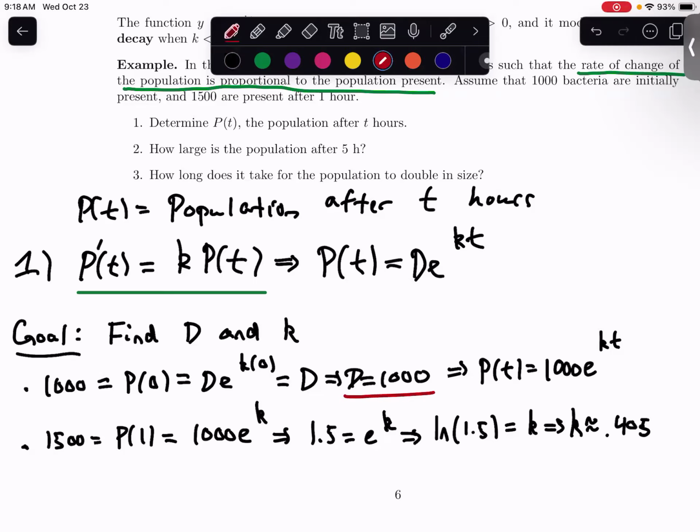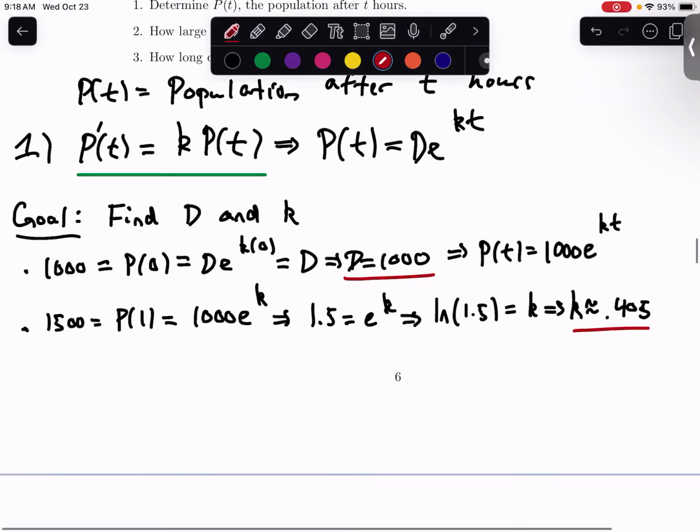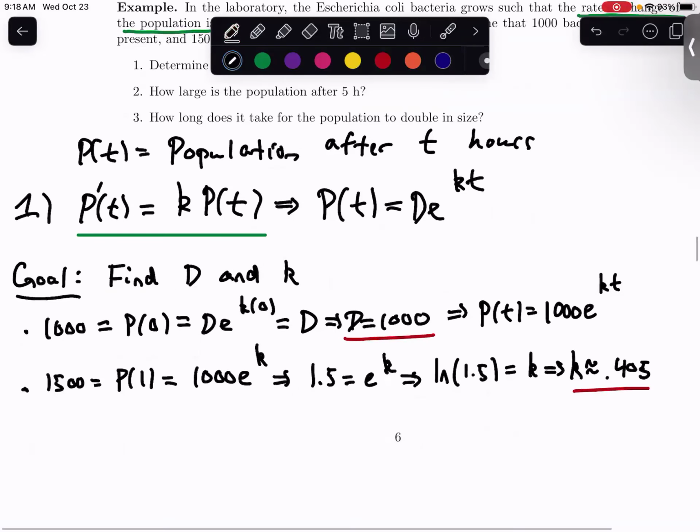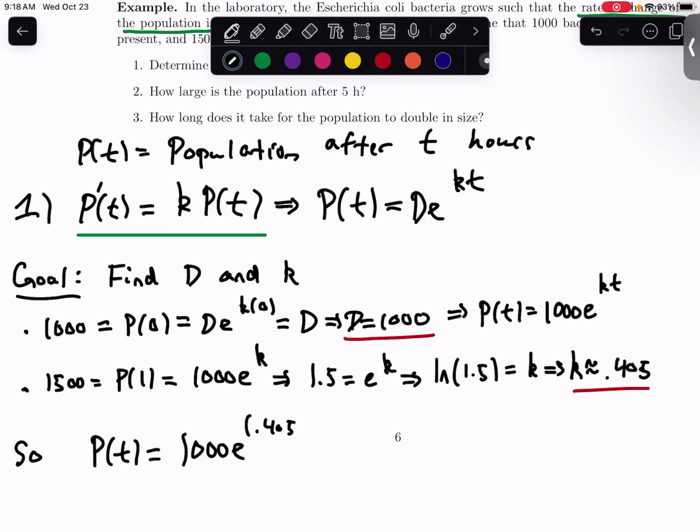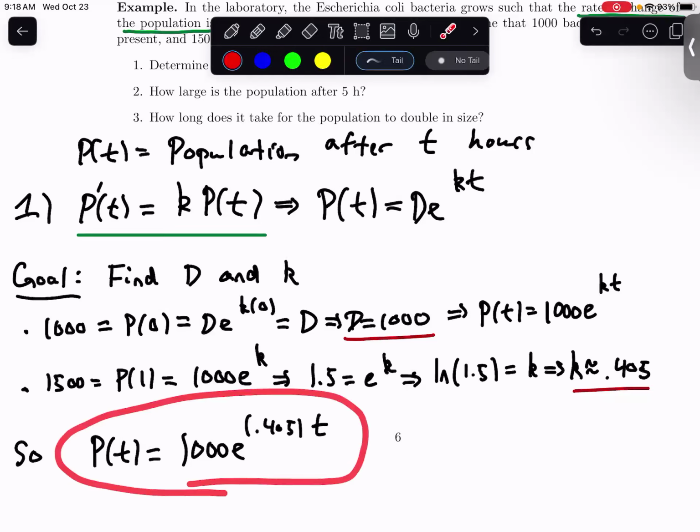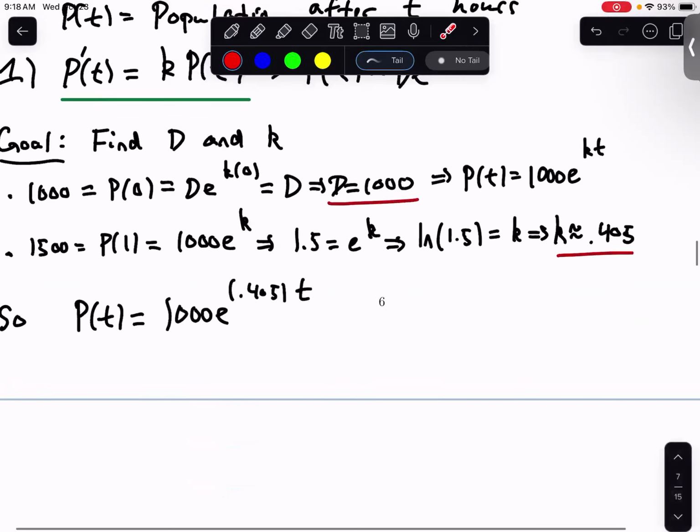Okay, so we found what D was equal to, and we found what k is equal to. And so now we have a particular solution to the differential equation. And so this means that P of t is really equal to 1,000 times e to the 0.405 times t. So this is the particular solution. And that's part 1, right?